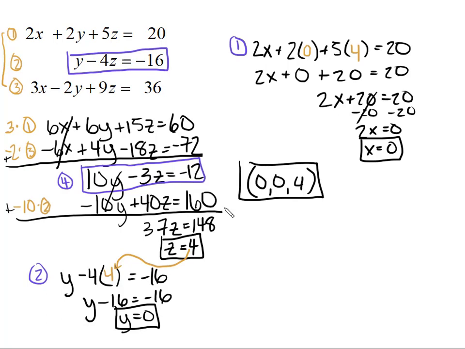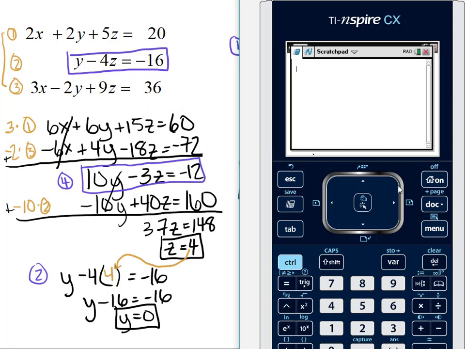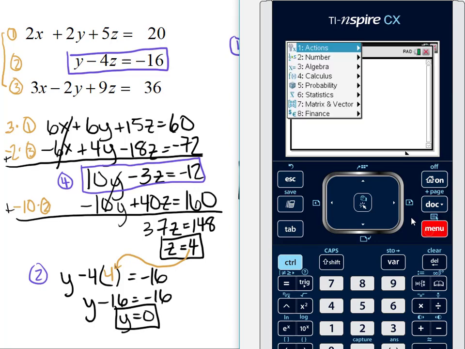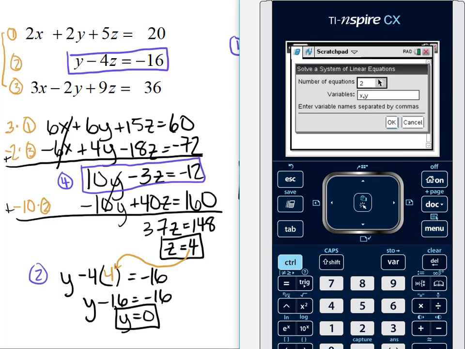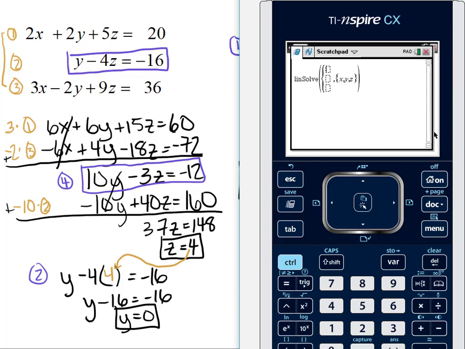Okay. And if I want to check, I can go to my calculator, do our system solver again in my scratch pad, menu, algebra, solve system of 3 equations with x, y, and z, and plugging this in, 2x plus 2y plus 5z equals 20. y minus 4z equals negative 16. And 3x minus 2y plus 9z equals 36. And hopefully we got the correct solution, 0, 0, 4.